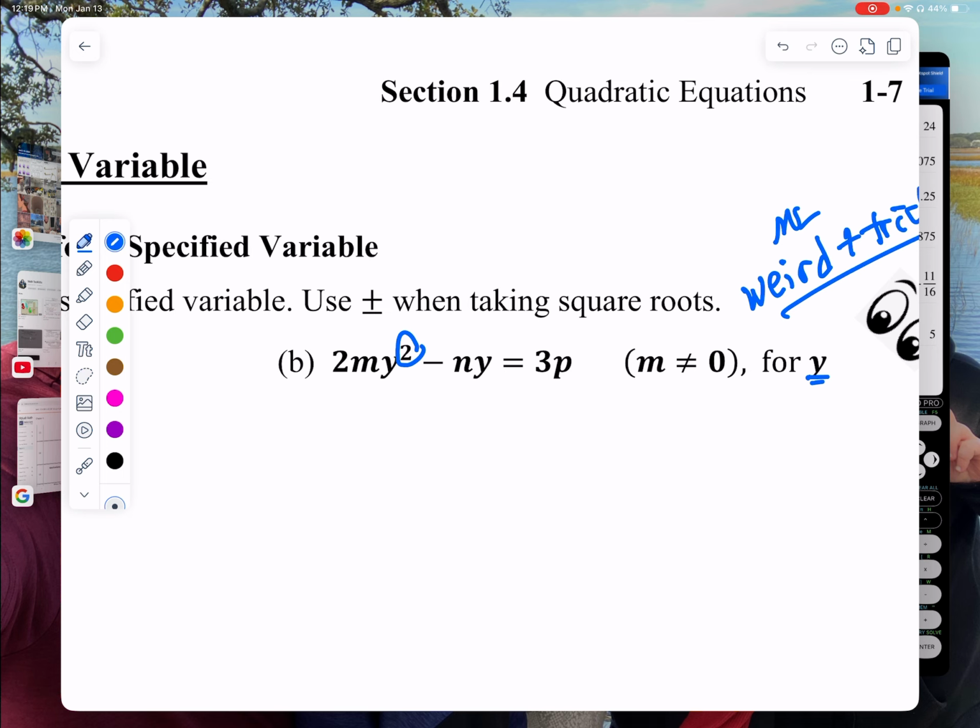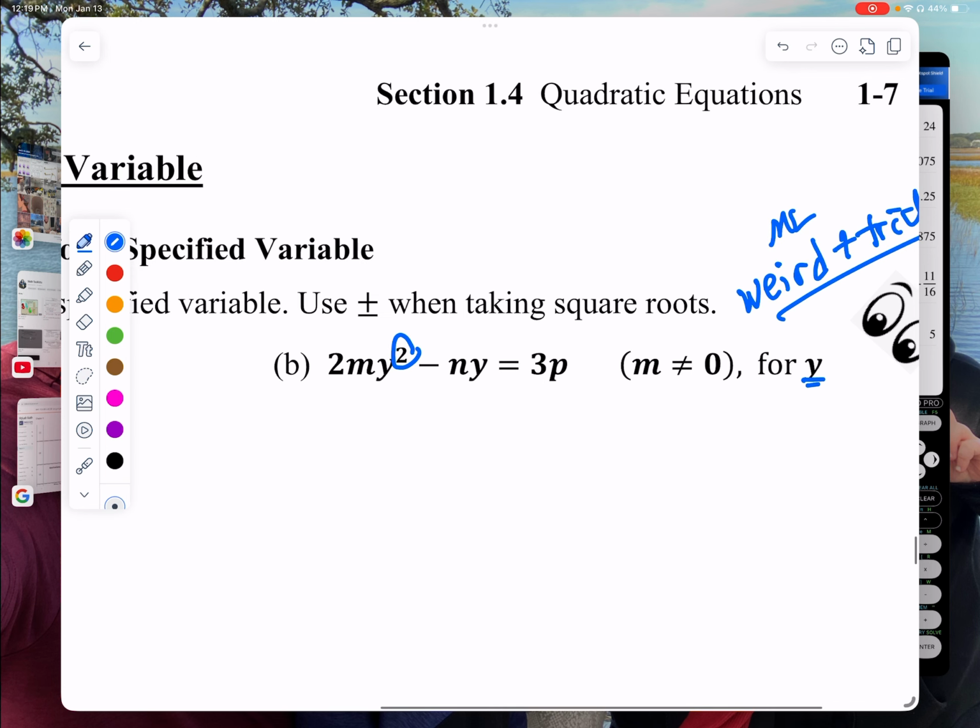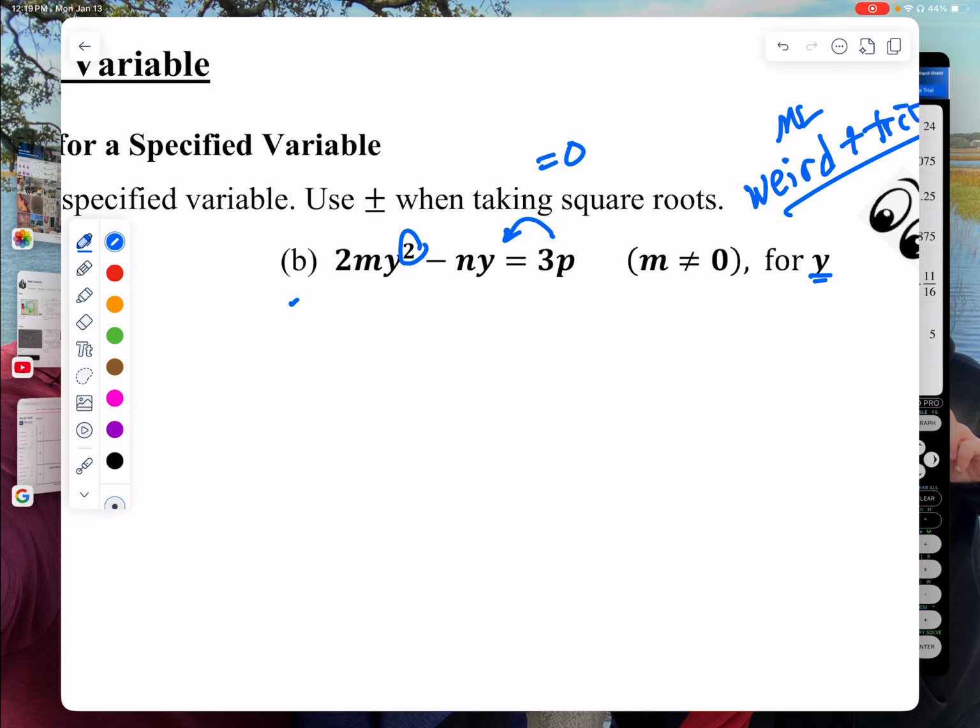So I could use completing the square, which I would not suggest, or I can use the quadratic formula. So we're going to use the quadratic formula on this weird thing. For the quadratic formula, it has to be equal to 0. So I'm going to move my 3p over. So 2my squared minus ny minus 3p equals 0, subtracting 3p on both sides.